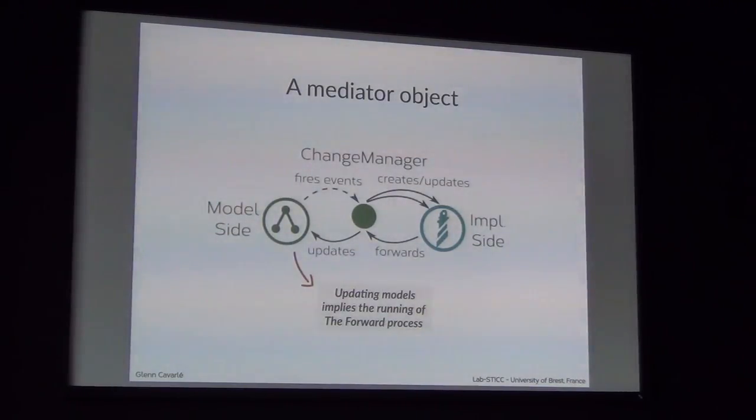And when a model is updated, it fires events that can be listened to by the change manager. When the model is updated, the change manager will listen to the event and can update the generated class. For example, if a class is updated, the change manager will find the generated class in the one-to-many relationship and update it if needed.